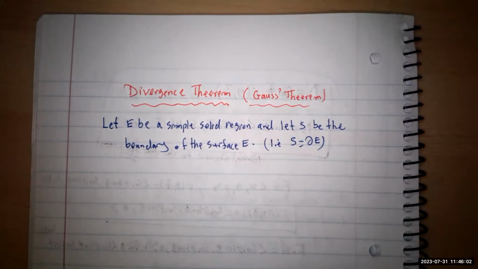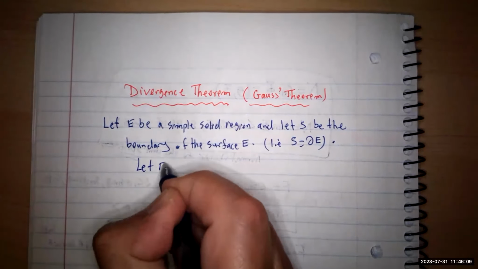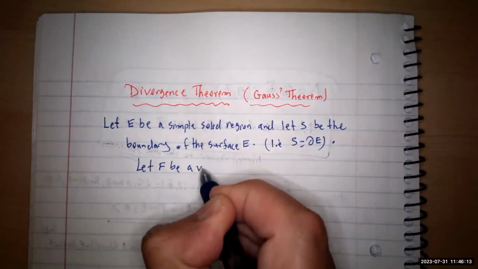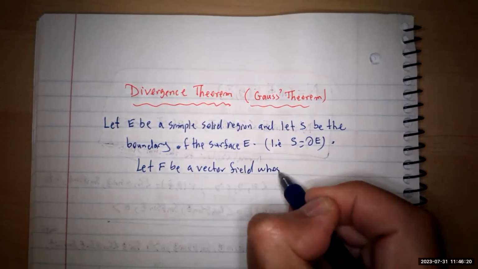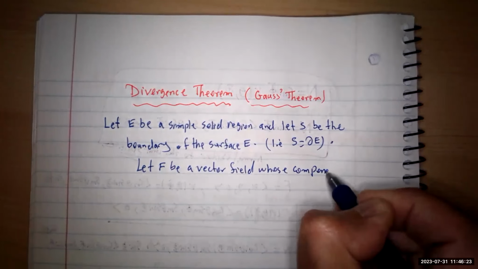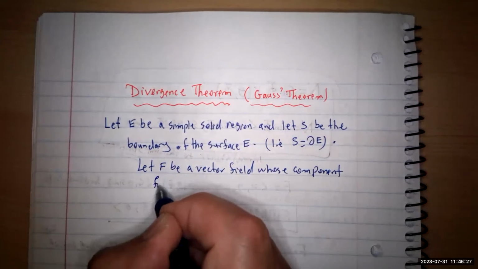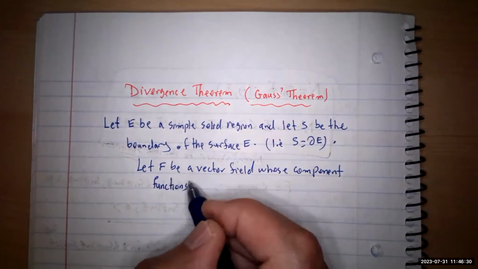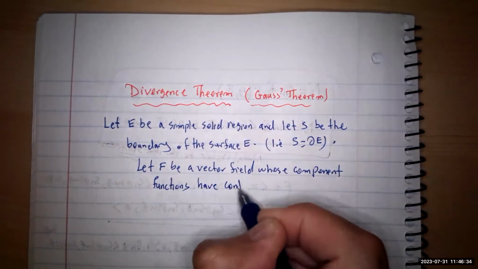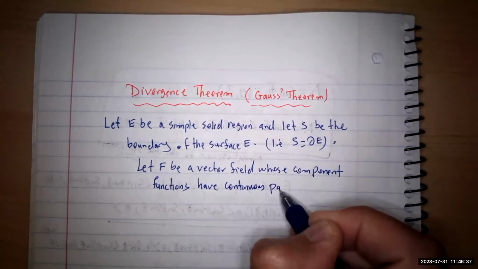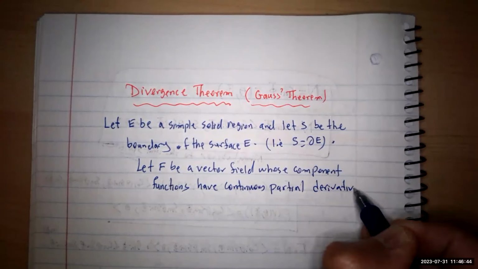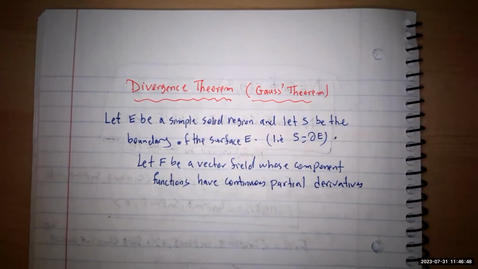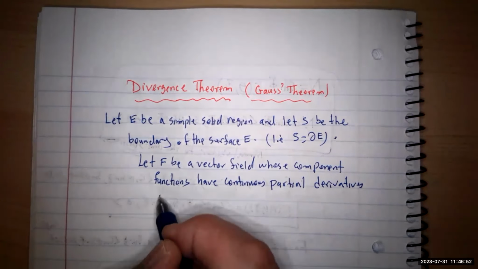Expression like Green's theorem, if it's going to be the case. Now let F be a vector field whose component functions have continuous partial derivatives on E, if you like.